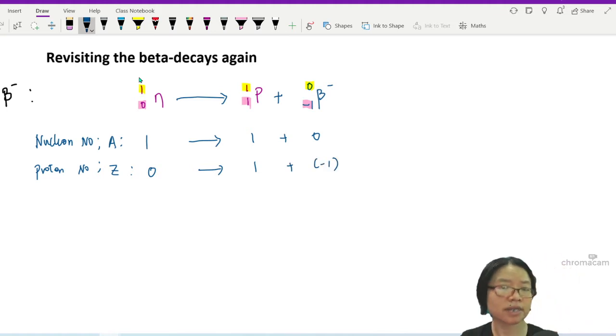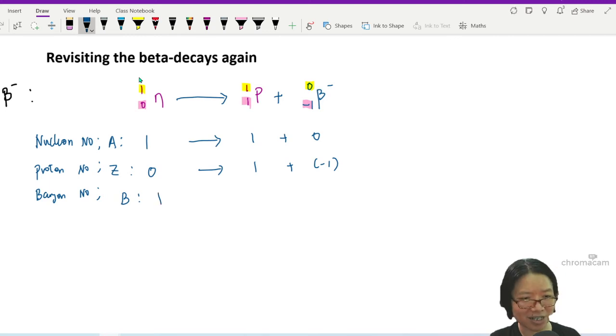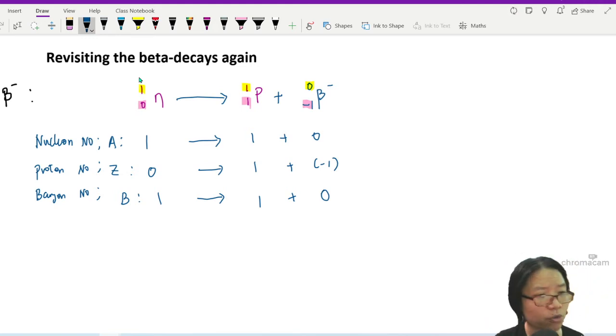So it seems that things are fine until we check out the baryon number. So is a neutron a baryon? Yes, a neutron is a baryon. Is a proton a baryon? Yes. Is a beta a baryon? No. Okay, things are still balanced. Whatever I have on the left is the same as whatever I have on the right. But what about the lepton number?